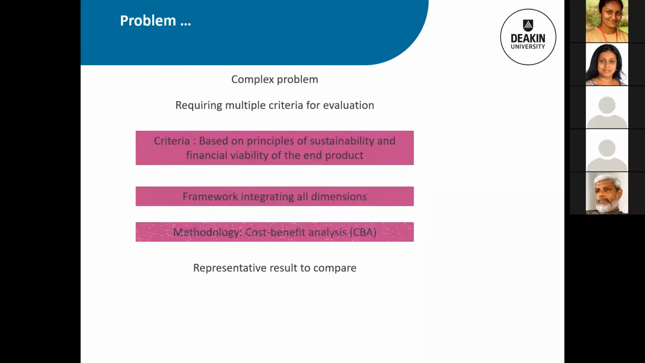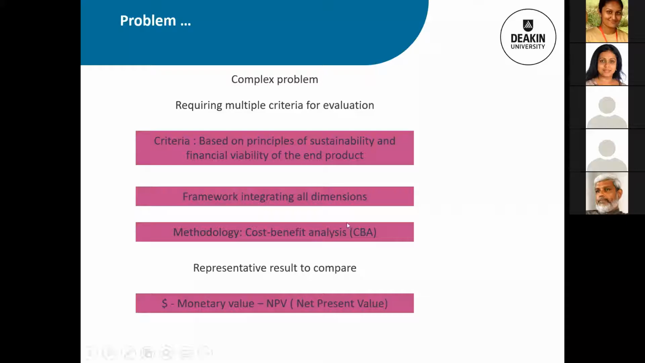So how can we think or measure whether doing this is the way to go? The criteria used for this study were based on principles of sustainability and financial viability of the end product, because whatever gets implemented needs to have a good business case as well. So there's a need for a framework integrating all dimensions. What I used for this study was cost benefit analysis, and what was derived with it was an indicator called net present value. I'll talk a bit more about the net present value in the next couple of slides.